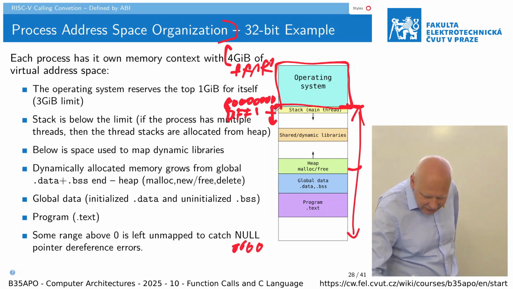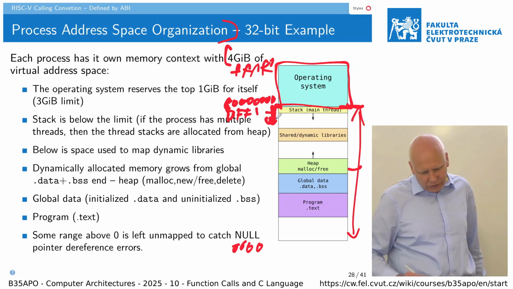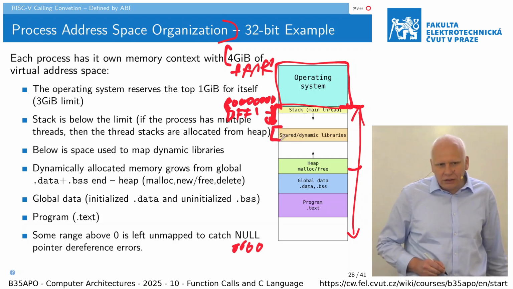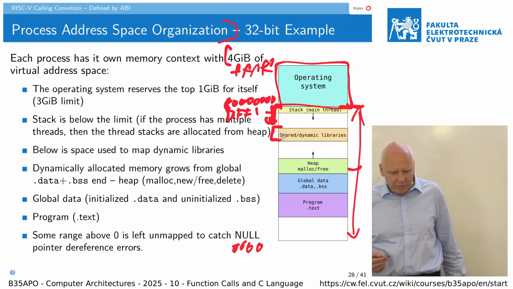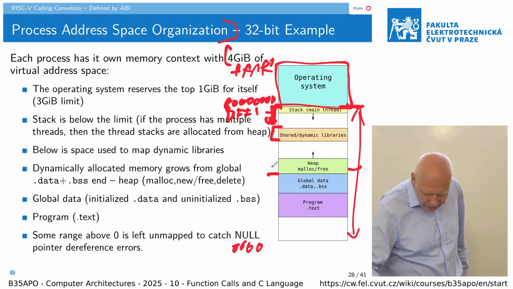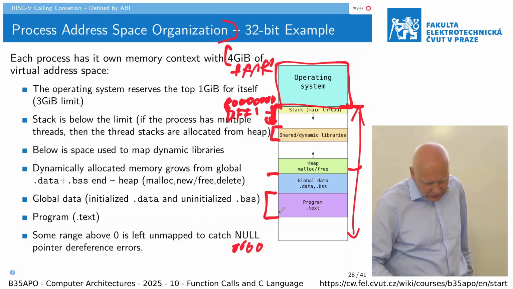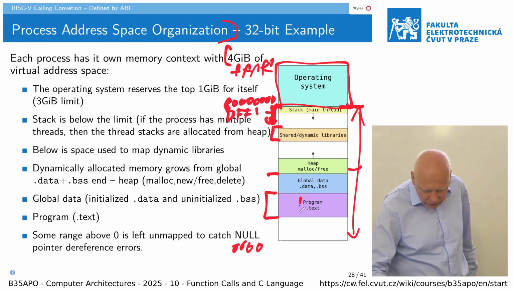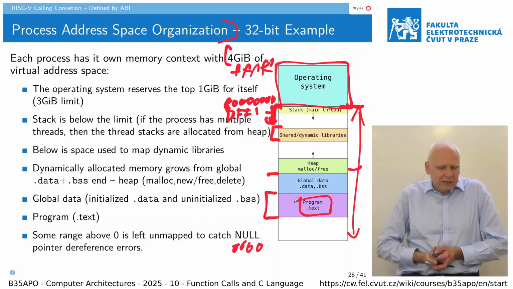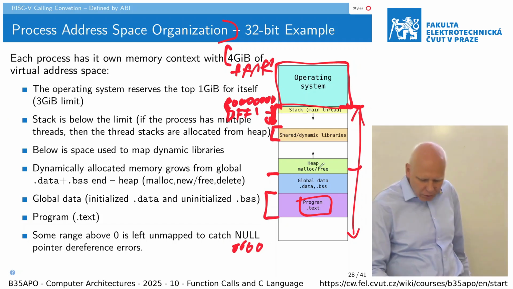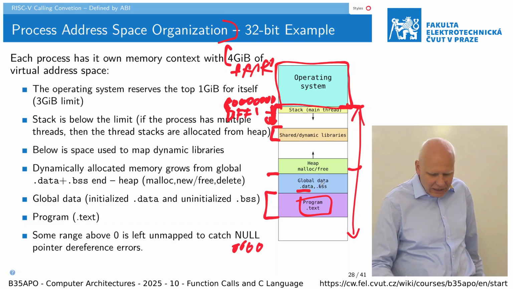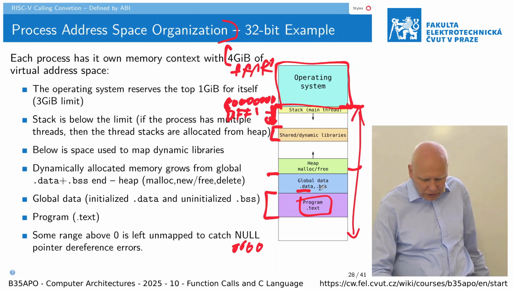But then there is the stack which grows usually down. Then there is an area which is used to map shared libraries. Then there is the area where we have the actual program code. In this case, it is called the text, for historical reasons. So basically the text of the program, then we have a global data, which is data initialized by some values.